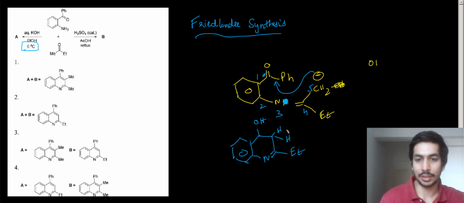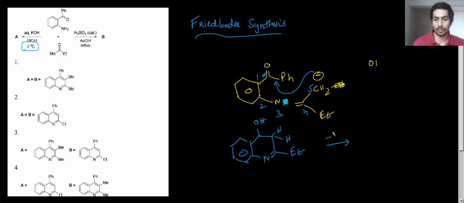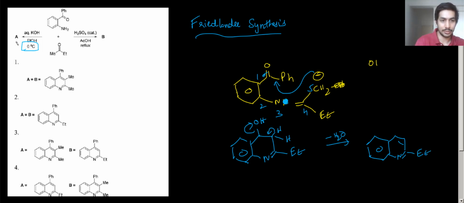Then the next step is obviously condensation, minus H2O. Okay, elimination will take place, this will migrate over here, this will migrate like this, and finally what you will get is your quinoline, right? A quinoline will be there, but the important part you have to see is that the ethyl group is substituted at this end. So basically A is the product, so you can see that in this case this will be A.